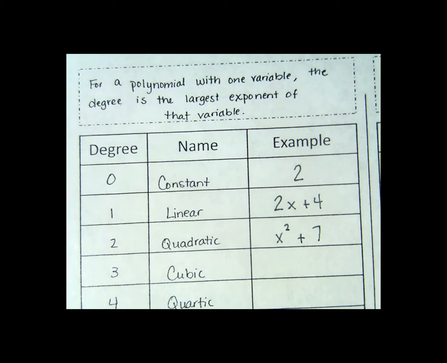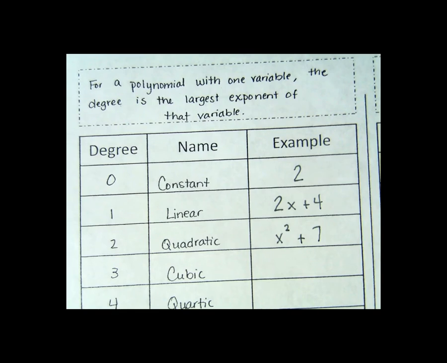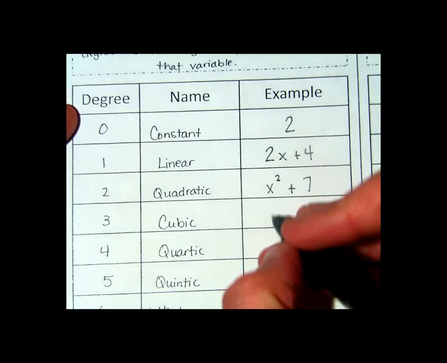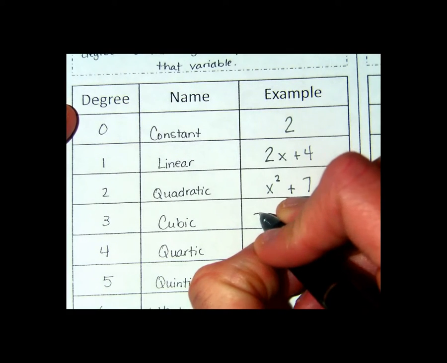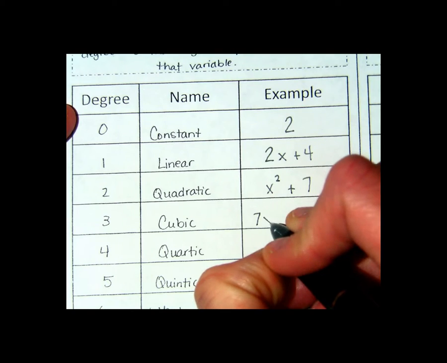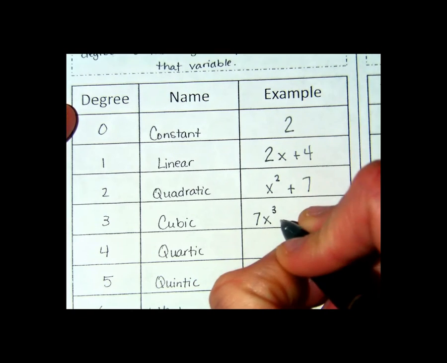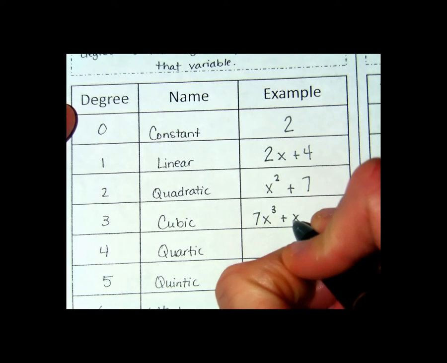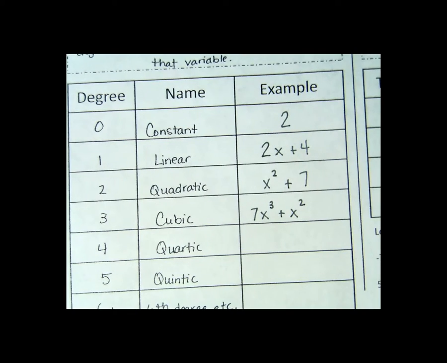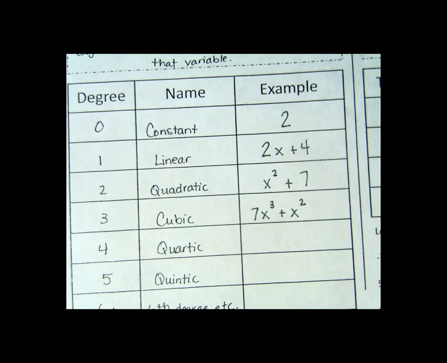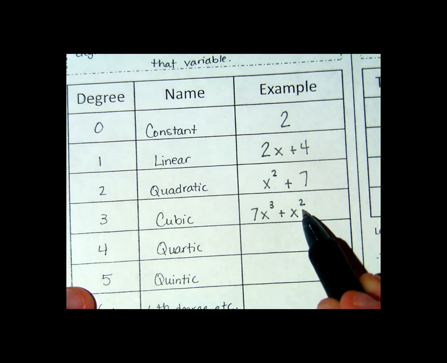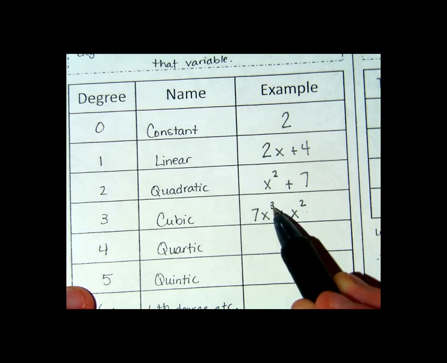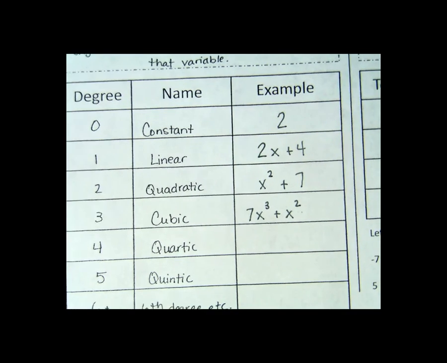Okay, how about cubic, which has an exponent of 3? 7 what? I want to put an x with it, or some variable. 7x to the third. Let's put plus x squared this time. Even though that one's got an exponent of 2, how come it's cubic, not quadratic? The 3 is the biggest one, yes.